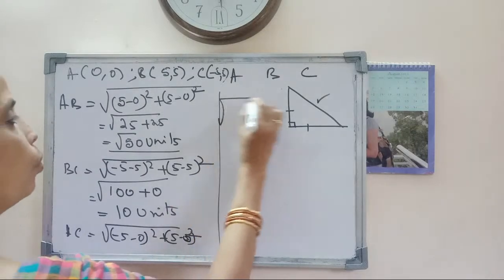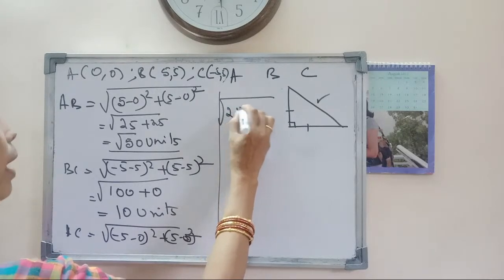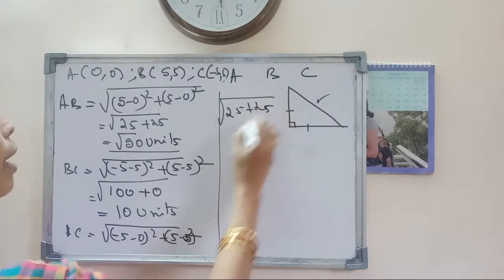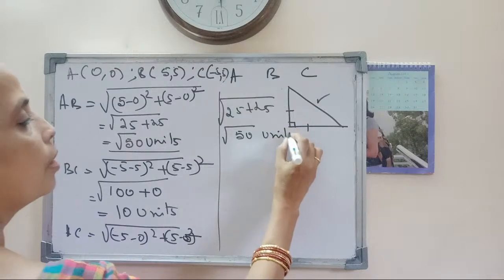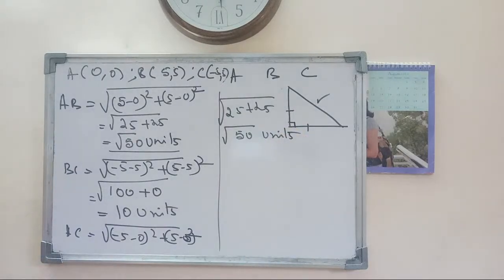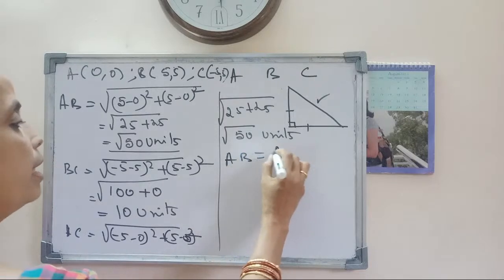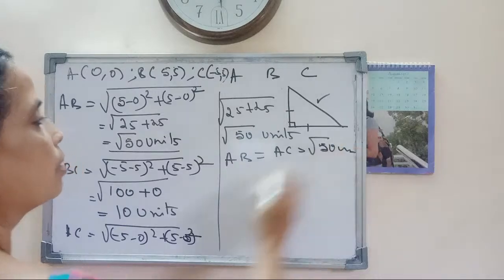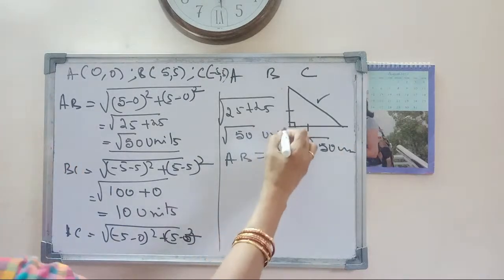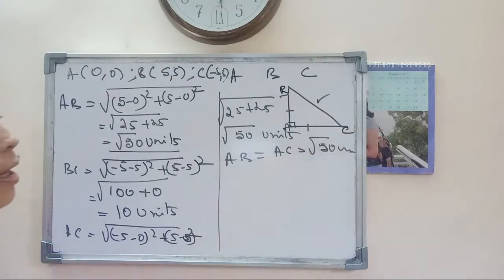You will get root of 25 plus 25, root of 50 units. So with this value we can consider here AB equals AC equals root 50 units. So when AB equals AC, it is right angled at A.